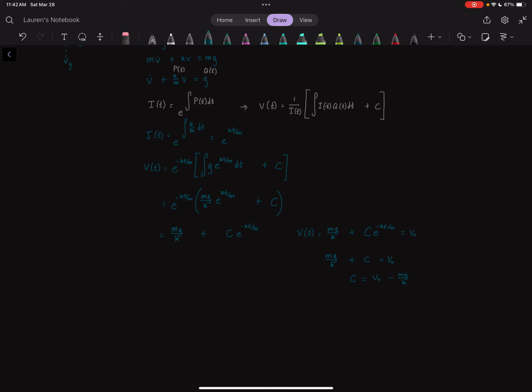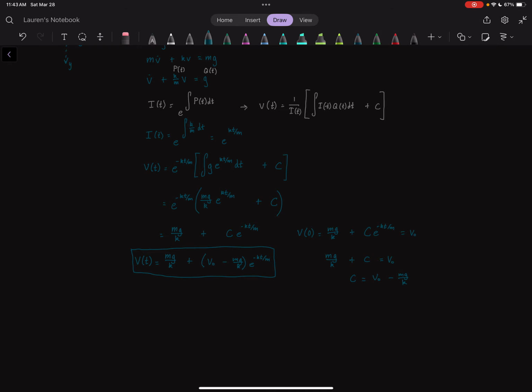We can plug that back in to our equation and say that velocity as a function of time, our final solution to this, is mg over k plus v naught minus mg over k times e to the negative kt over m. And there is our velocity as a function of time.